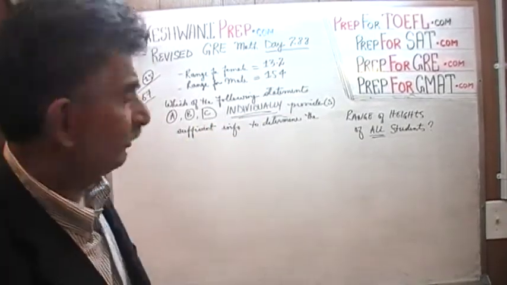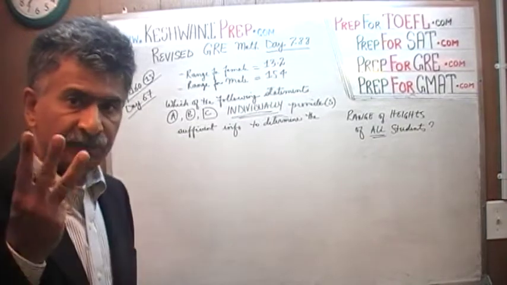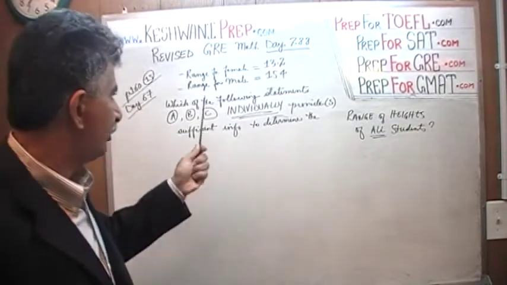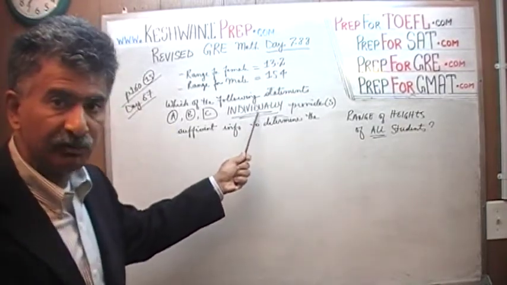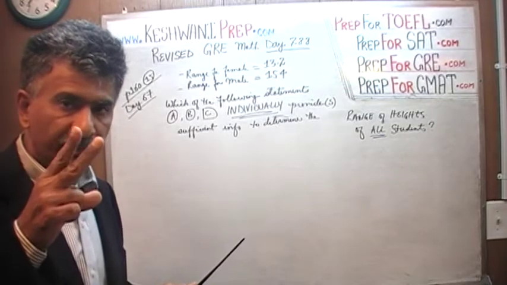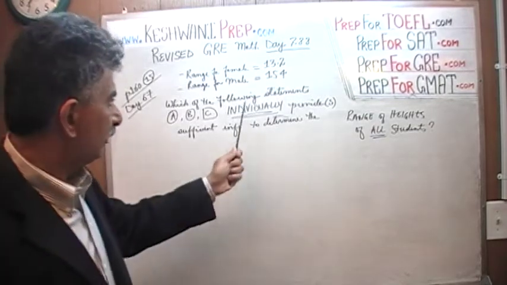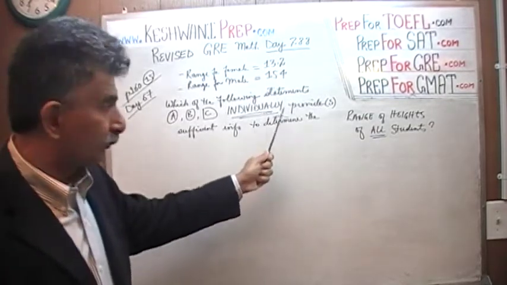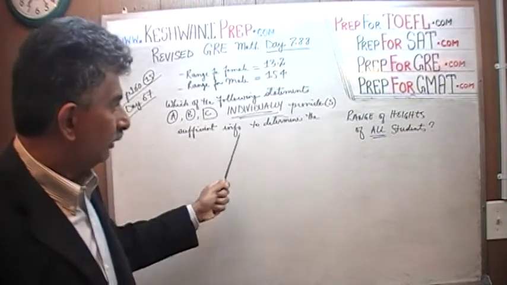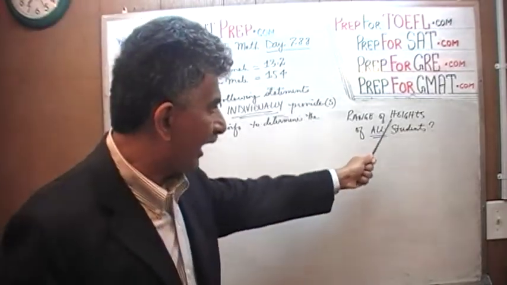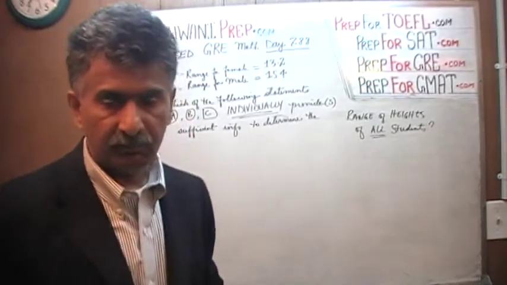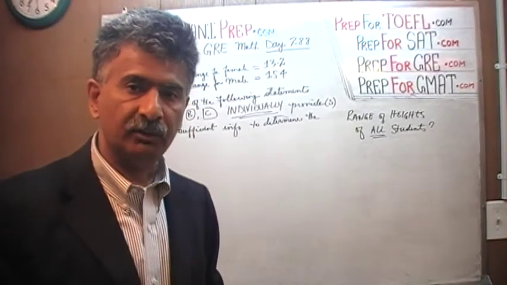The question simply is, which of the following statements, they're giving us three statements A, B and C. The question is, which of the following statements individually, it has to be individually, you cannot combine information from two or more statements, which of the following statement individually provides us enough information to determine the range of heights of all the students. We are asked to figure out the range of heights of all the students.